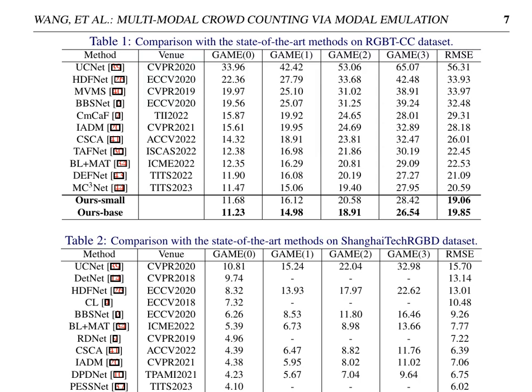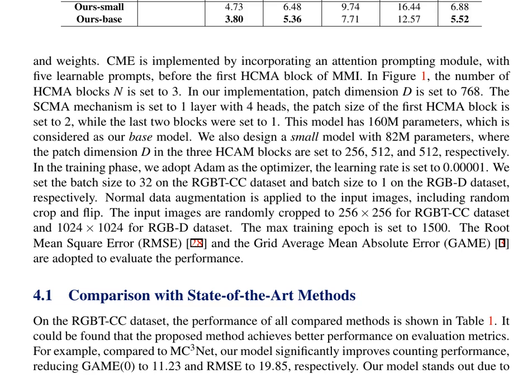Similarly, on the Shanghai Tech RGB-D dataset, the proposed model surpasses state-of-the-art methods, including UC-Net, Det-Net, and BBS-Net, in terms of GAME and RMSE metrics, with a GAME 0 of 3.80 and an RMSE of 5.52. This demonstrates superior performance compared to IADM and DPD-Net. The model's success is attributed to the novel attention prompting module, referred to as CME, and the SCMA mechanism, which are integrated into the MMI architecture. This enables more effective fusion of RGB and thermal data.